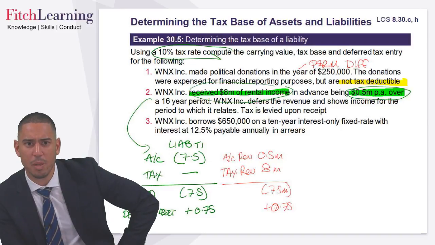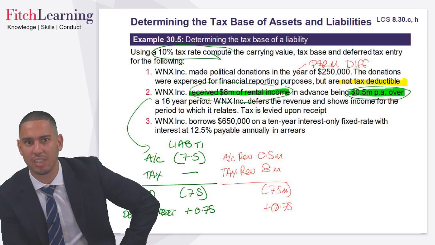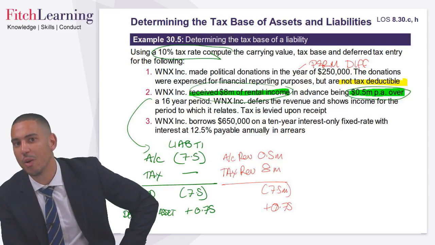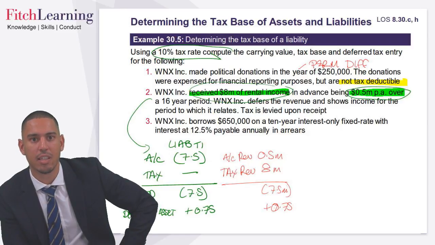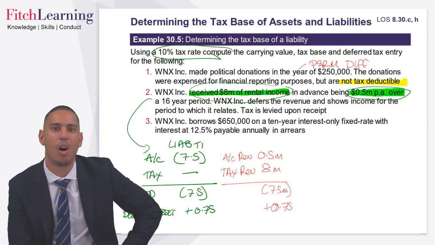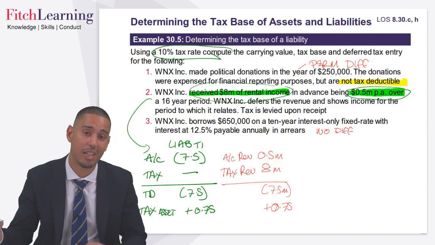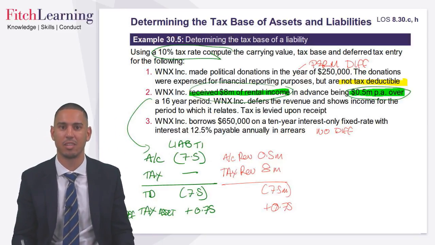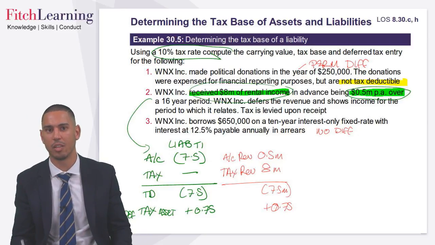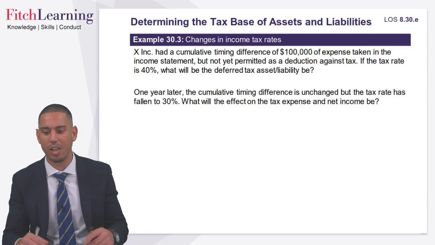Last one. WNX borrows 650 grand on a 10-year interest-only fixed rate with interest at 12.5% payable annually in arrears. There is no indication in this question that there is a difference between what the tax authority is doing and what I'm doing. So here I'm going to write no difference. Well, if there's no difference, there's no temporary difference. And no temporary difference, no deferred tax movement. Okay, a couple more things and then we are done.